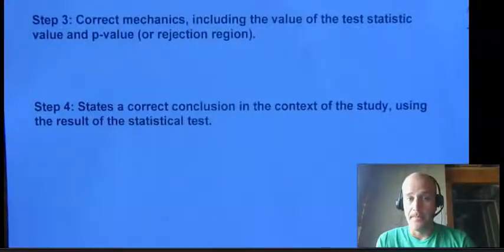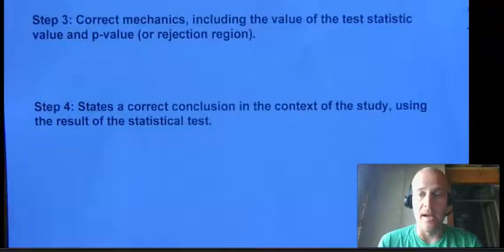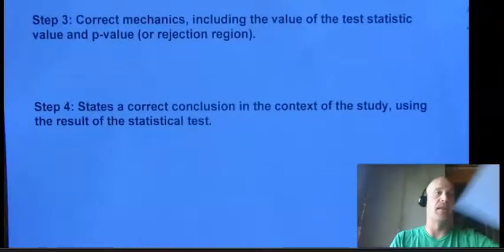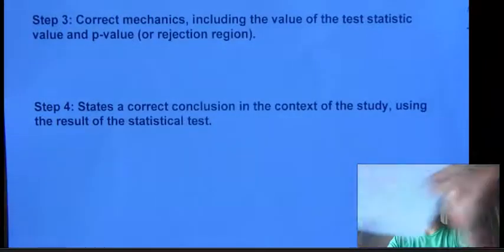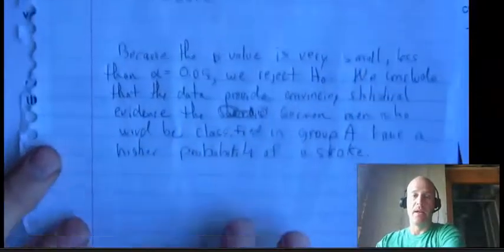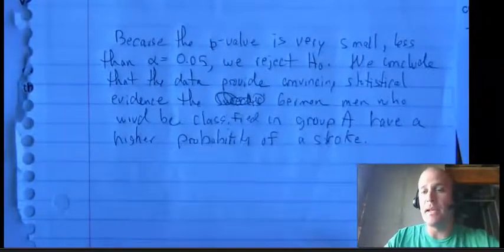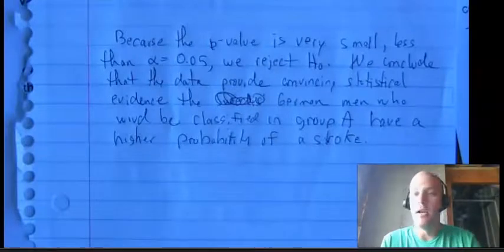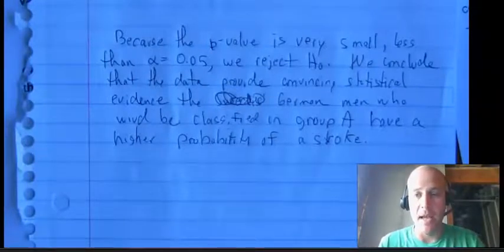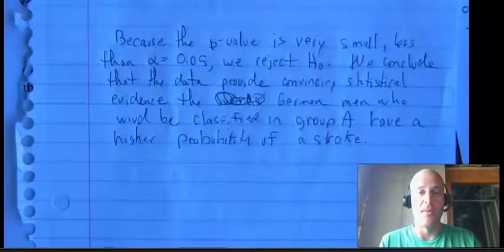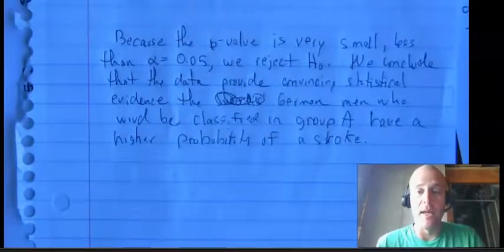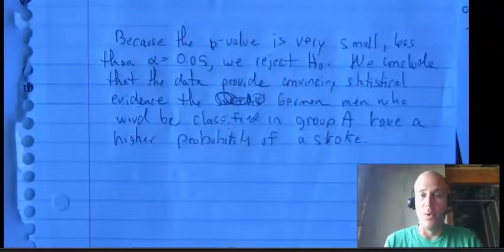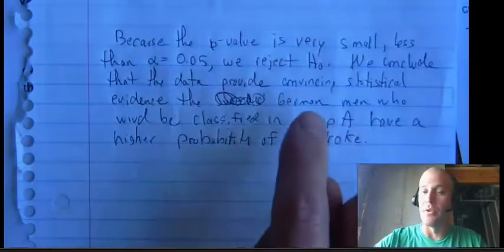So here's step 4. You have to state the correct conclusion in the context of the study using the result of the statistical test. And so what that looks like for us is that once we calculate a p-value, we're ready to come up with a conclusion. Because the p-value is very small, less than 5%, we reject the null hypothesis. We conclude that the data provide convincing statistical evidence that the German men who would be classified in Group A have a higher probability of a stroke. And so that is one place we need to get better in terms of what our conclusion looks like.